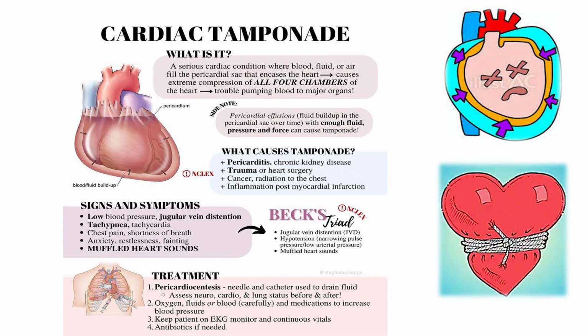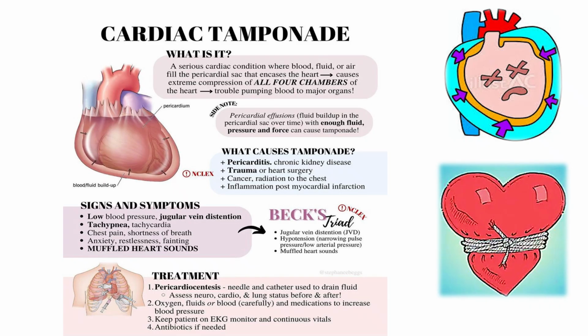If you see Beck's triad, that patient is about to die if you don't act. Now, what is Beck's triad? You're going to have the JVD with clear lung sounds, right? Yes. Now, you're going to have hypotension, right? But you're going to have a narrow pulse pressure.